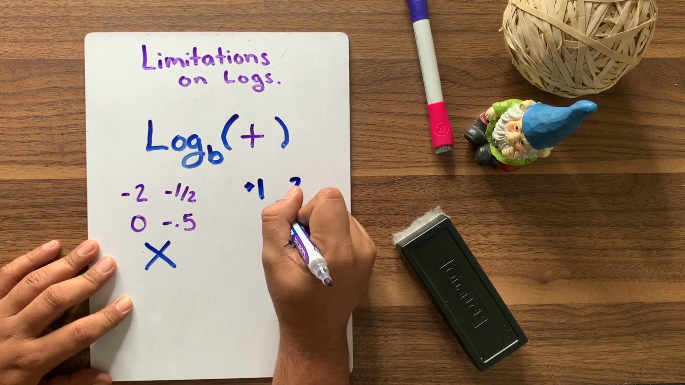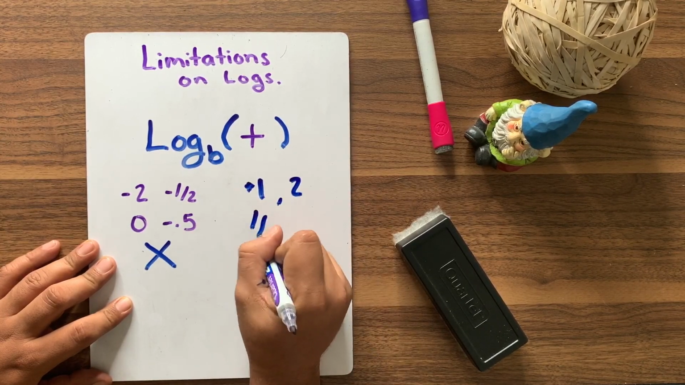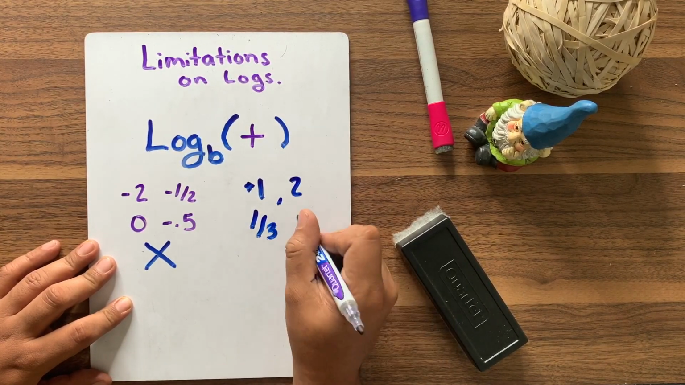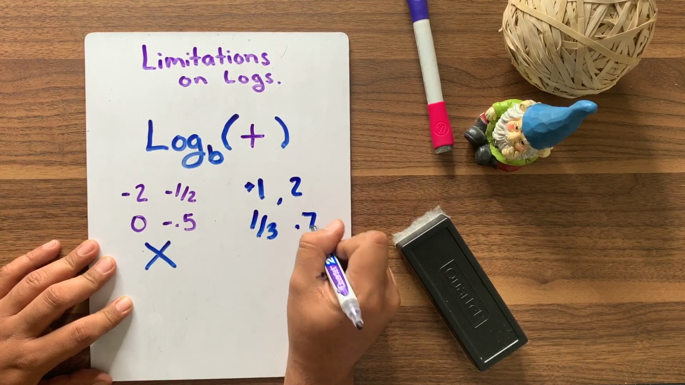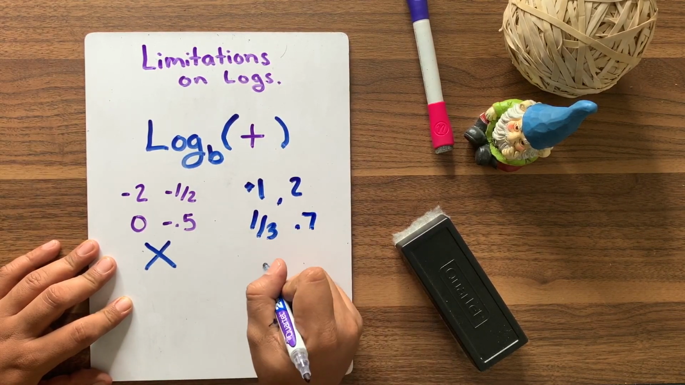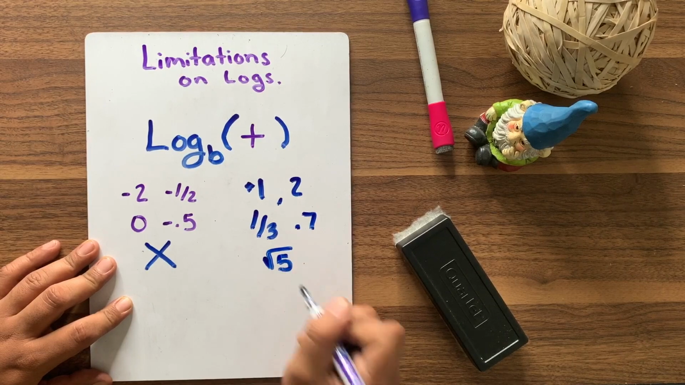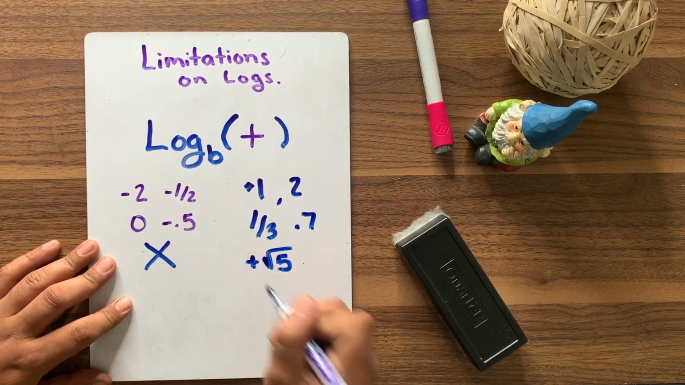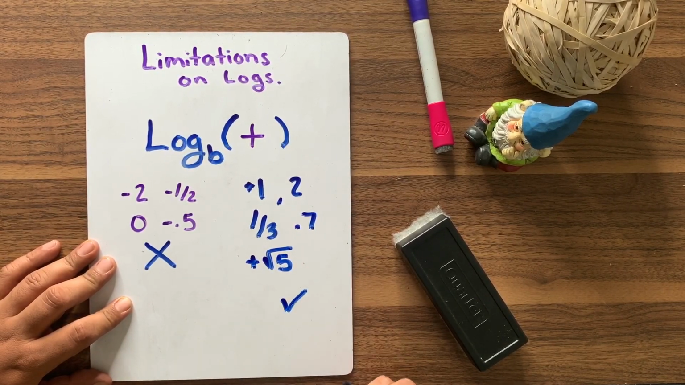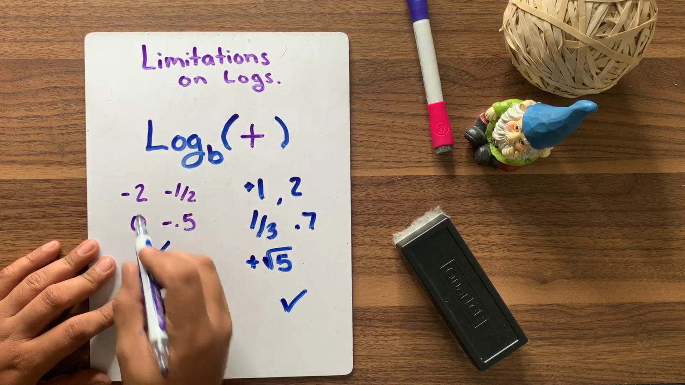If your number is 1, 2, even a fraction like positive 1/3, that's fine. 7, that's okay. Even the square root of 5, that's positive, so we're good. So the number inside has to be positive.